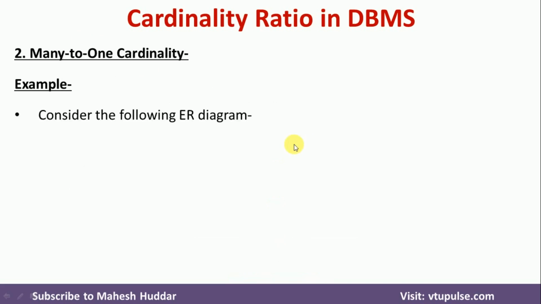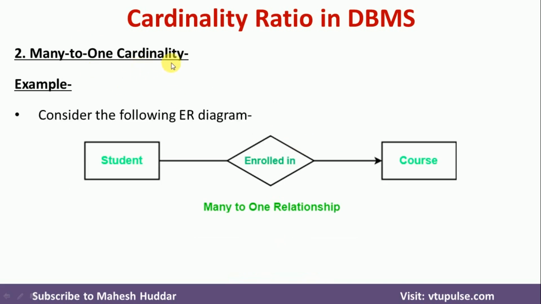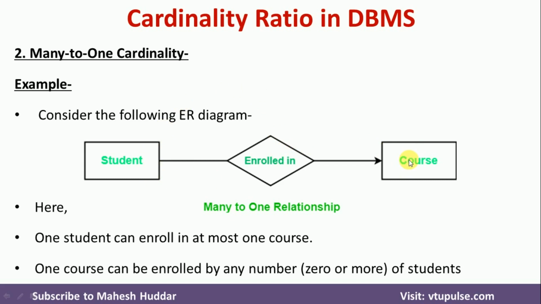We will take a very simple example to understand many-to-one cardinality. In this case, student and course are entity sets. Enrolled in is the relationship here. The arrow is towards course. The meaning in this example is, a student can enroll in one course, but a particular course can be enrolled by many students. So that is the meaning of many-to-one cardinality ratio in this case.